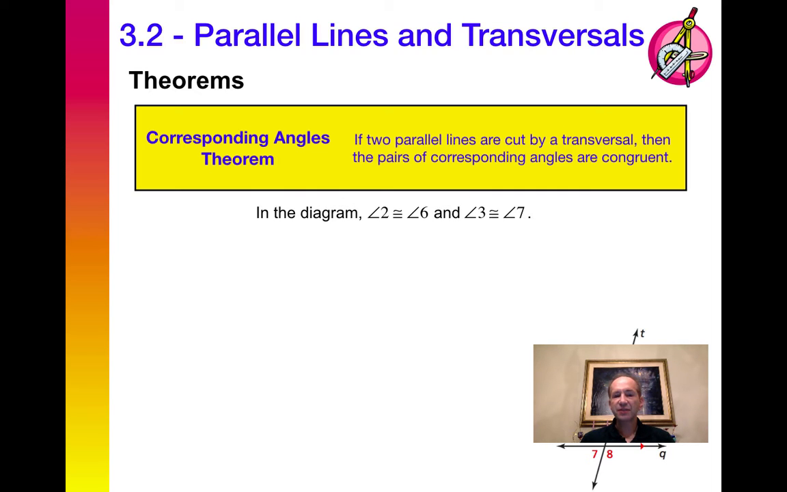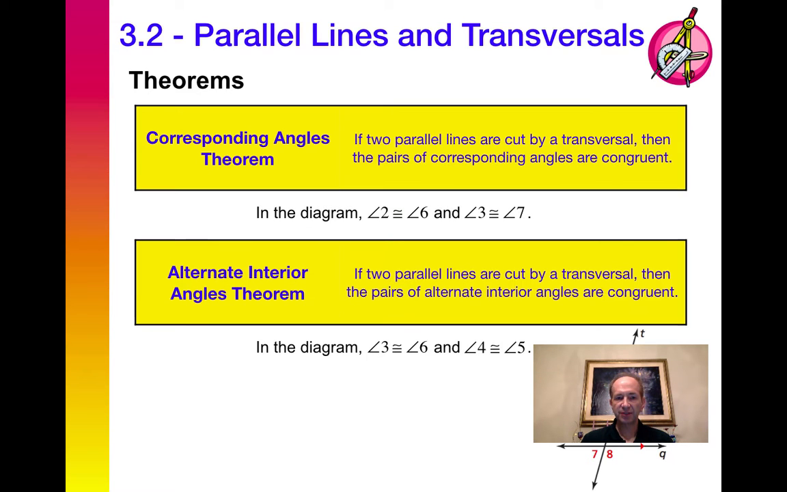And the theorem says if two parallel lines are cut by a transversal. So we always start out with two lines that are parallel, and in this case P and Q. If that's true, then the pairs of corresponding angles, like 2 and 6, are congruent. So in the diagram, 2 is congruent to 6, 3 is congruent to 7, 1 is congruent to 5, 8 is congruent to 4, 7 is congruent to 3. So we have lots of corresponding angles going on.